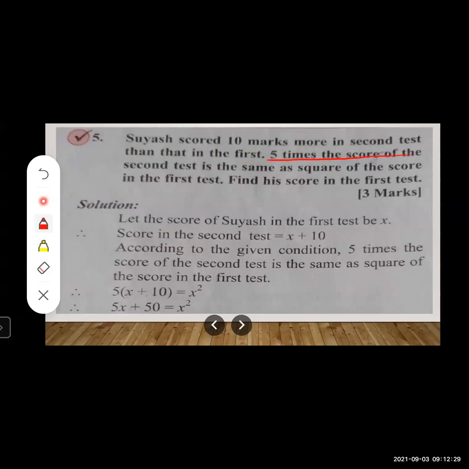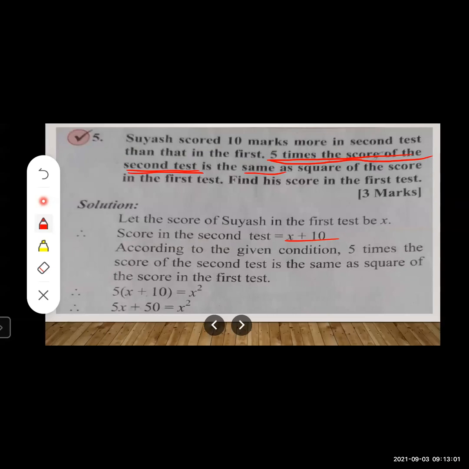Right? Now let us concentrate on the next line. 5 times the score of the second test. What is the score of the second test? X plus 10. What is 5 times the score of the second test? 5 into (X plus 10). Now read this line very carefully. 5 times the score of the second test is same. Same means equal to. Same as the square of the score in the first test.